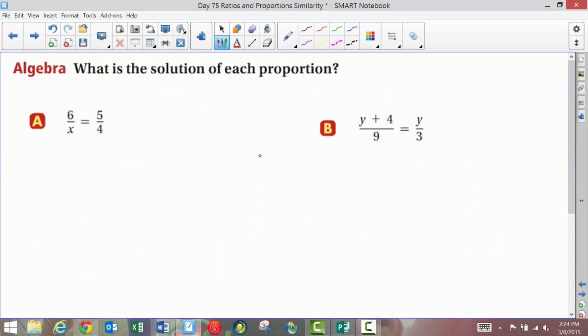So if you have a proportion, each problem is solved by doing the cross products. So how do I solve it? I could do 6 times 4 equals 5x. I have 24 equals 5x, divided by 5, and therefore x is equal to 24 over 5.